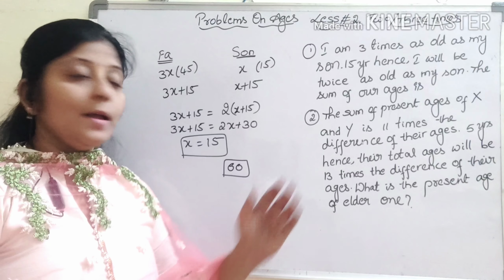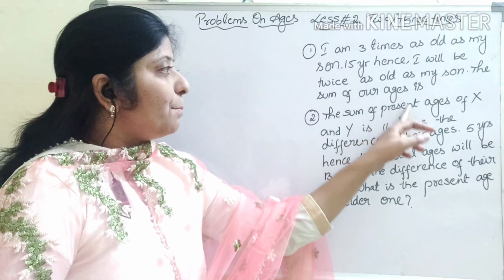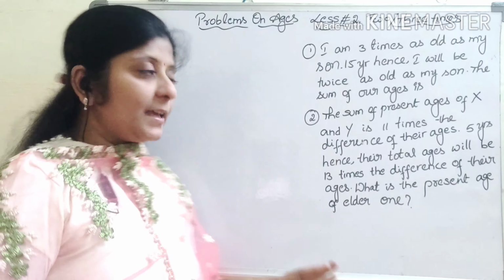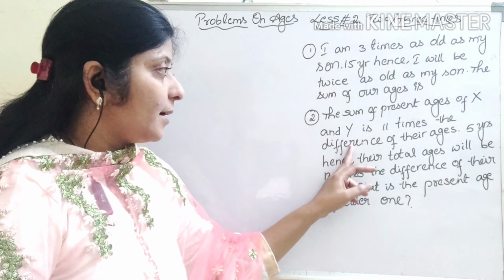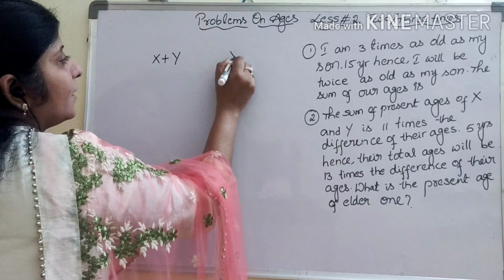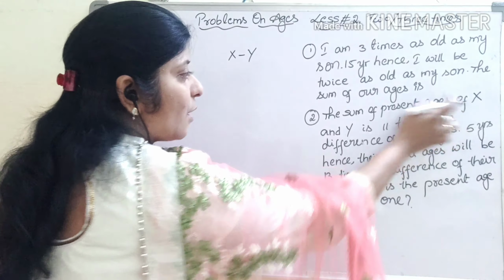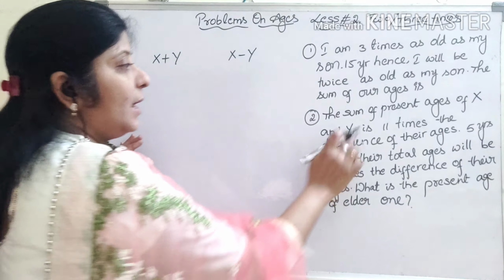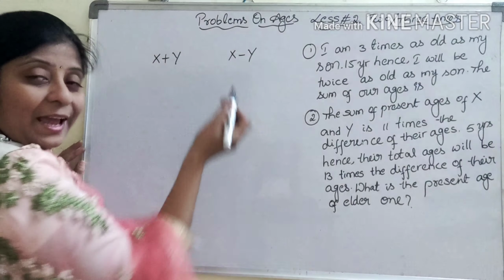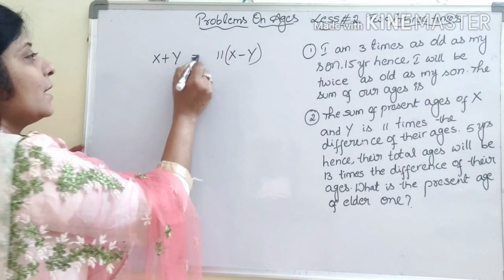So let us go to the second problem. For the second problem, given the sum of present ages of x and y. Sum is nothing but addition. Here difference is nothing but subtraction. So let us first write x plus y and x minus y. Now we will see the sentence. Sum of present ages of x and y, x plus y, will be 11 times the difference of the ages. The difference will be x minus y.